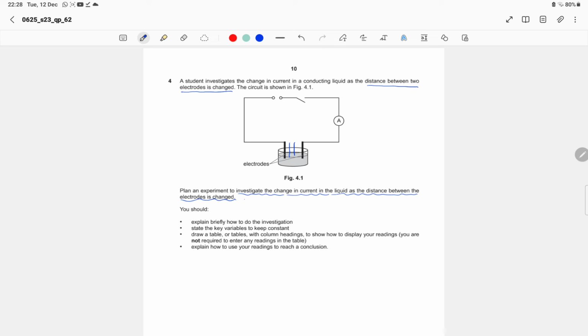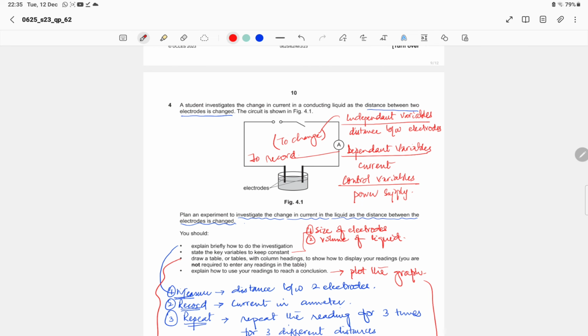So initially it would be like this. The distance is, let's say, d1, then we are going to move further apart, and then it's going to be distance d2 and so on. So first of all we are going to identify the independent variable which is going to be changed in our experiment, and that is going to be the distance between the electrodes. And then we are going to identify the dependent variable. This is what we have to record, and that is going to be the current, because that is what changes. And last we have a control variable which is going to be the power supply.